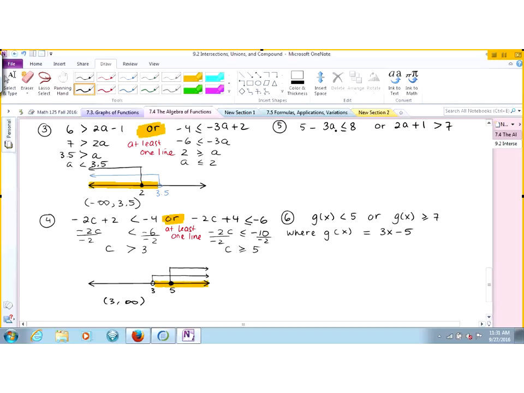Now, number 5. 8 minus 5 is 3. Okay, and then divide both sides by. Yeah, we switch the sign here. So A is greater than or equal to -1.